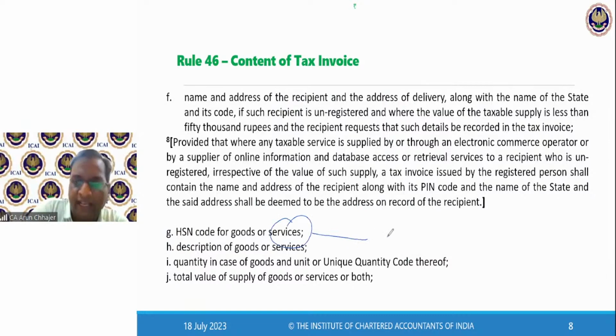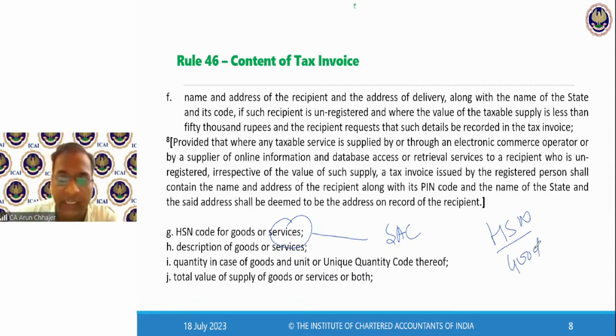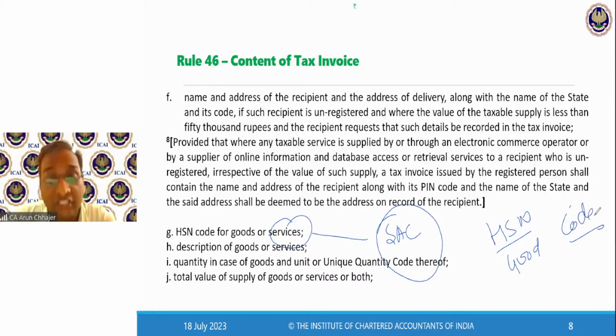Sometime we are using the word SAC for services and HSN for goods. क्या मतलब HSN? Harmonized System of Nomenclature. SAC का मतलब सर्विस अकाउंटिंग कोड. बट दोनों का मतलब एक ही है कि जो हम कोड यूज करते हैं ना टू डिस्क्राइब द नेचर ऑफ माई ट्रांजेक्शन, दैट इज HSN code.